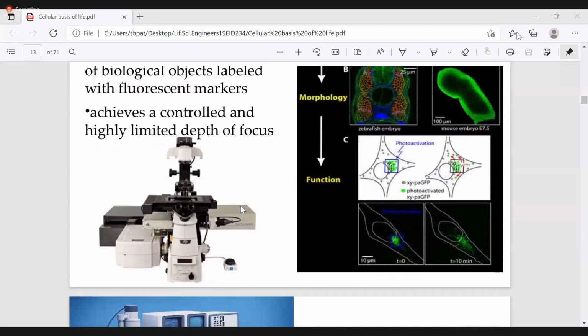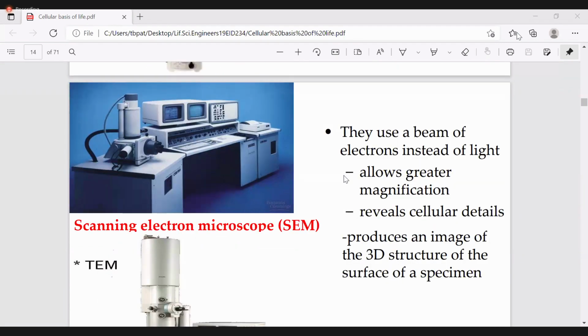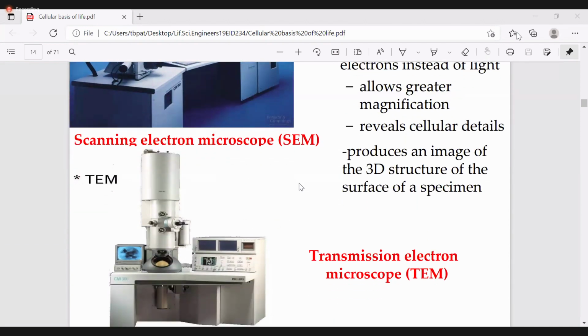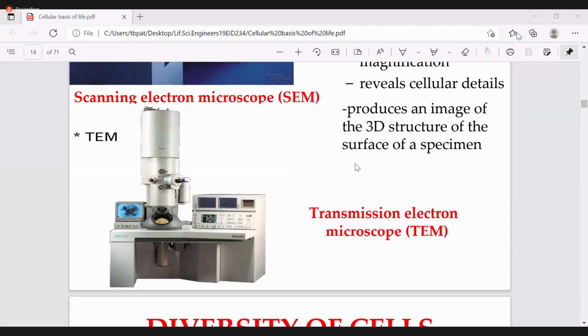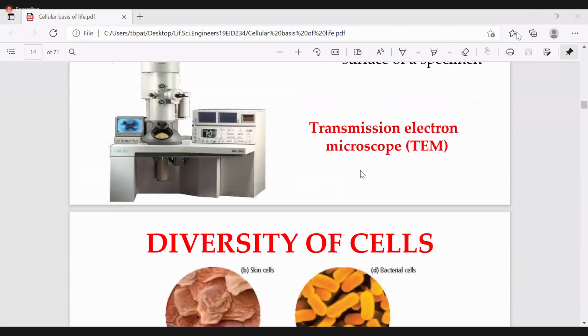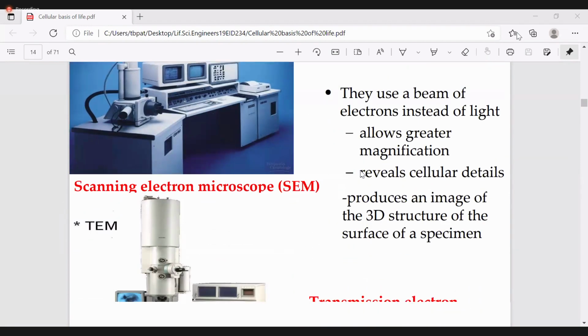The next is a very advanced one in the research laboratories, where we are using SEM and TEM, the scanning electron microscope and the transmission electron microscope. Both are electron magnification instruments. Here 3D structures are also possible, even hairline structures, through transmission and scanning. These are very sophisticated ones, and they cost lakhs of rupees.